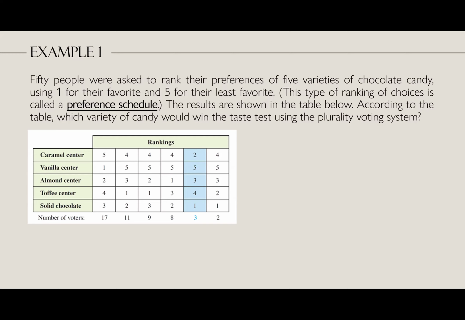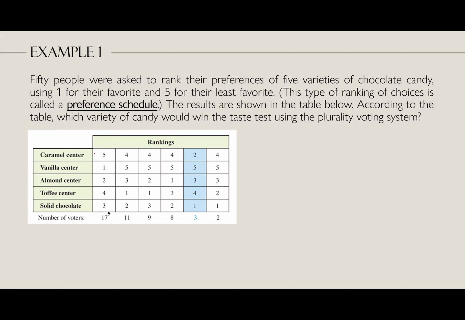Well, let's look at this first column. The way that we read this table is column by column. So if I look at this first column, this column tells me, notice this number on the bottom, 17 people had this exact style of voting. 17 people exactly said vanilla is their top choice. Then almond was their second, followed by chocolate, toffee, and then caramel. So 17 people voted in this exact order.